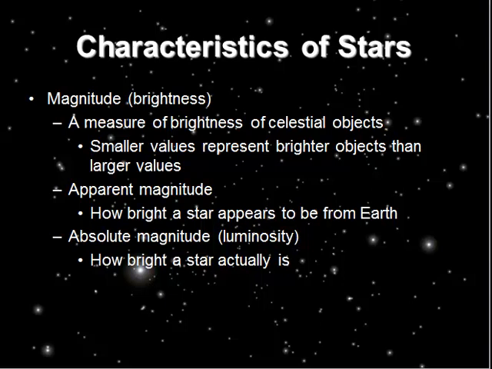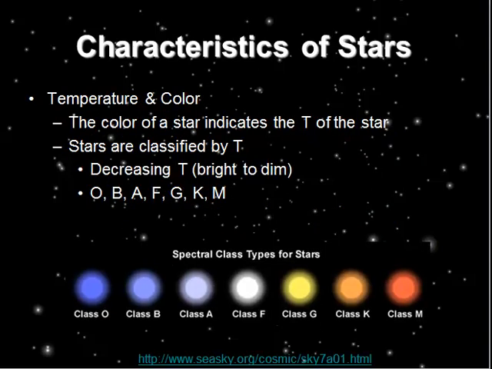Now, apparent magnitude is how bright a star appears to be from Earth, whereas absolute magnitude, also known as luminosity, is how bright a star actually is.